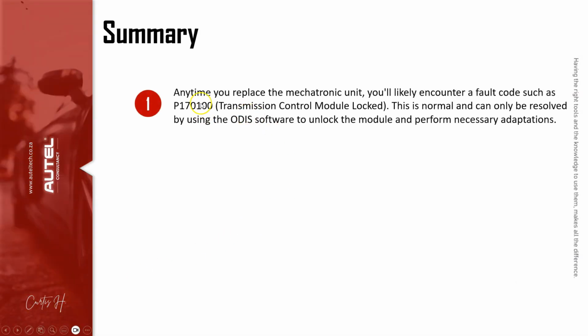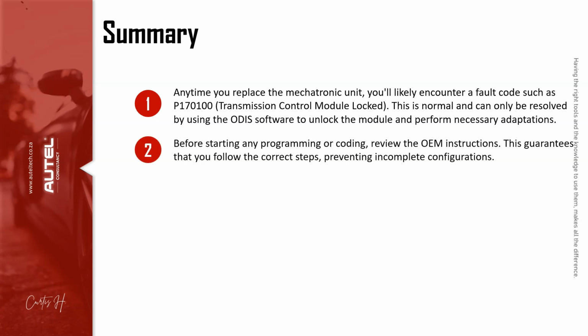In summary, anytime you replace a Mechatronic unit, you'll likely encounter the fault code P170-100 that the transmission control unit is locked. So this is normal and can only be resolved by using the Otis software to unlock the module and perform the necessary adaptations. Next, before you start any programming or coding, review the OEM instructions, as this will guarantee you follow the correct steps, preventing any incomplete configurations. There was no way he was going to be able to figure this out himself.